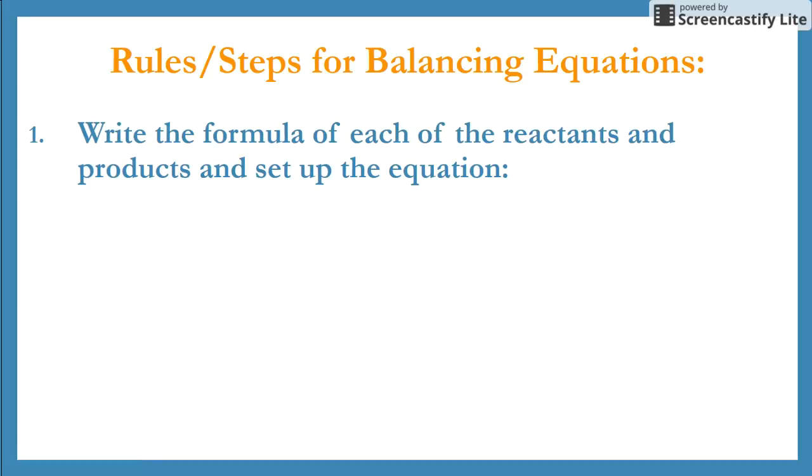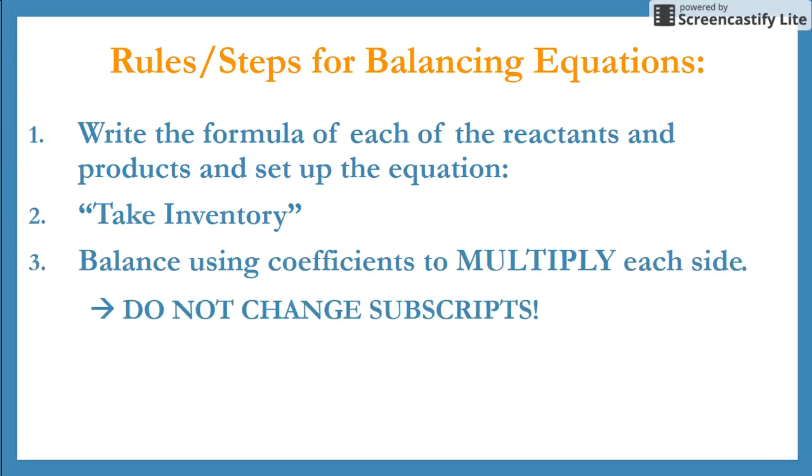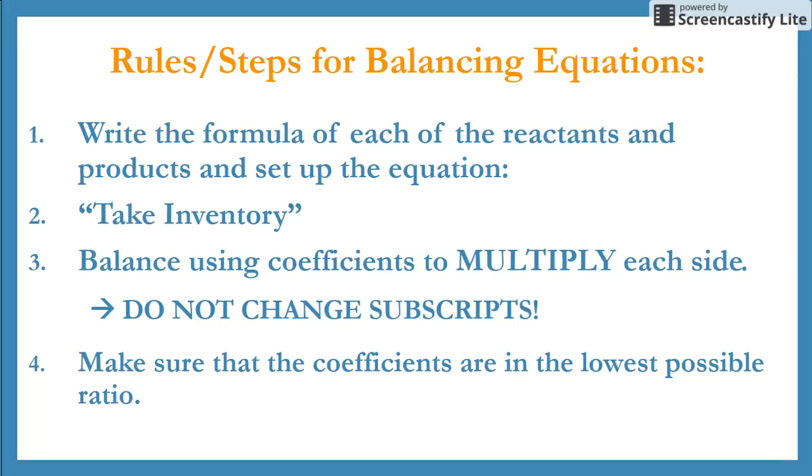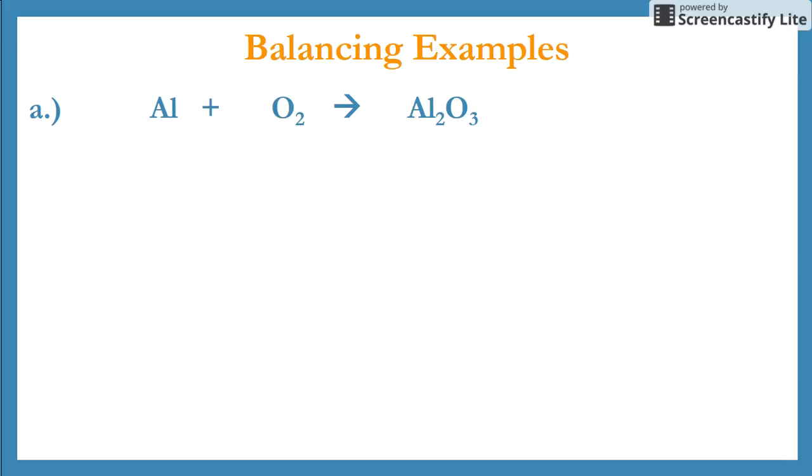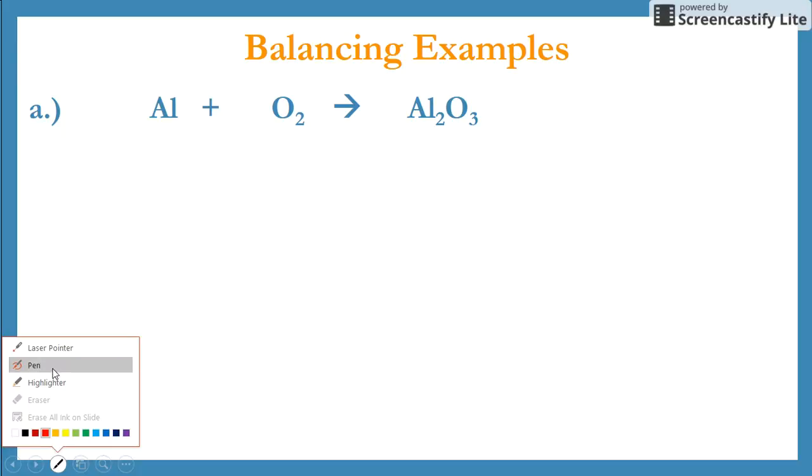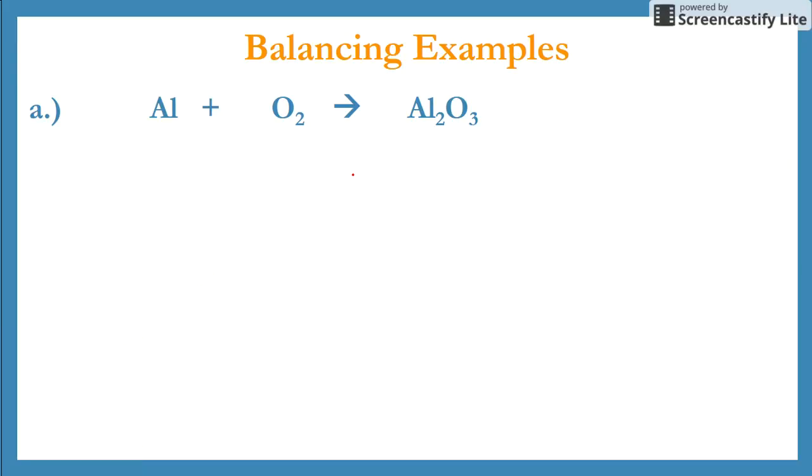So rules for balancing equations: write the formula of the reactants and products, take inventory of all the things, balance. Don't change subscripts. That's basically a big key here. And make sure that the coefficients are the lowest possible ratio. So I don't know. I didn't grab a pen, but let's try it with my finger, shall we? All right, or maybe not.